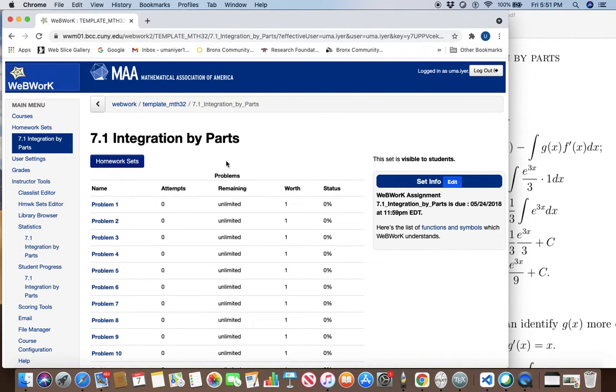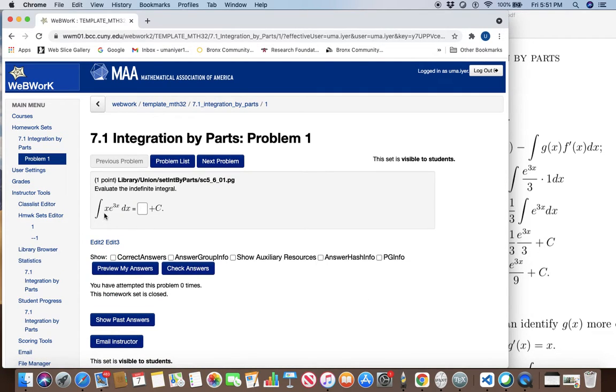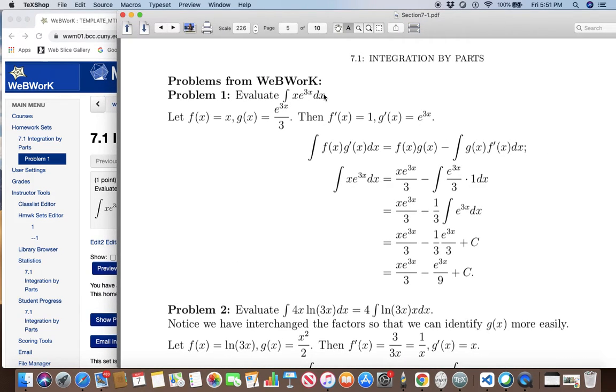Section 7.1, Integration by Parts, Problem 1. Integral of x e raised to 3x dx. This is an indefinite integral, so you need that constant of integration. So integral x e raised to 3x dx.